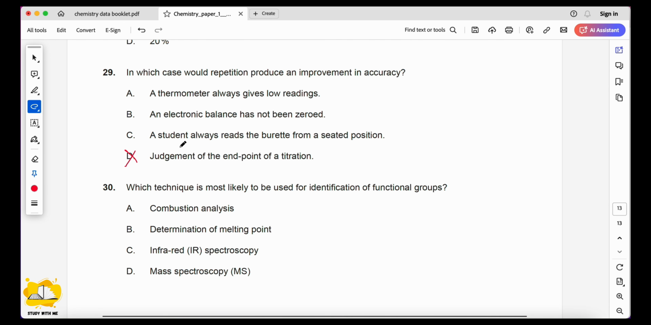correct. Which technique is most likely to be used for identification of a functional group? Definitely IR. Combustion analysis is used to determine the elemental composition of a compound. Determination of melting point is to characterize the purity of a compound. And mass spectroscopy is used to determine the molecular mass and structural information.